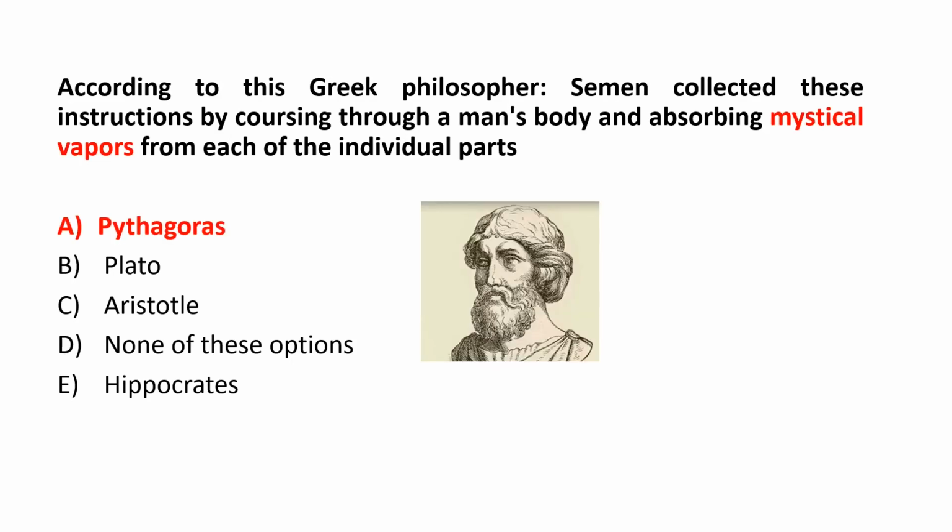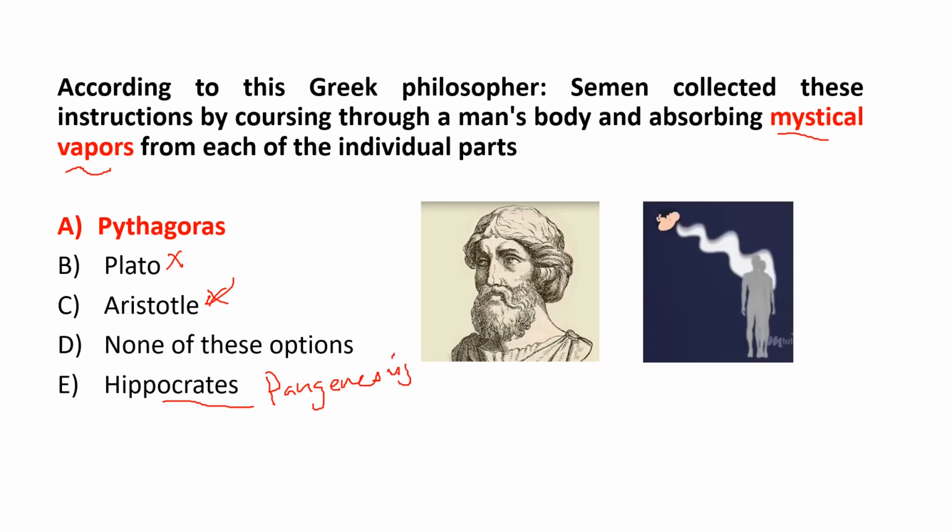Okay, and the answer, if you remember this idea of the mystical vapors, that idea comes from Pythagoras. We didn't talk about Plato, we talked about Aristotle, but he was against this idea, and Hippocrates was talking about something else. If you remember, it's pangenesis. So this is a completely different idea. And if you remember, he believed in these mystical vapors that the male sent, that were transferred from the dad to the kid. So remember, they were in the semen of the male.